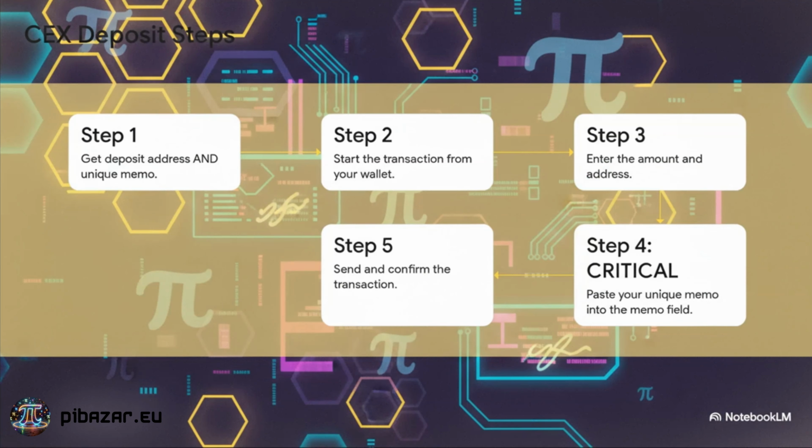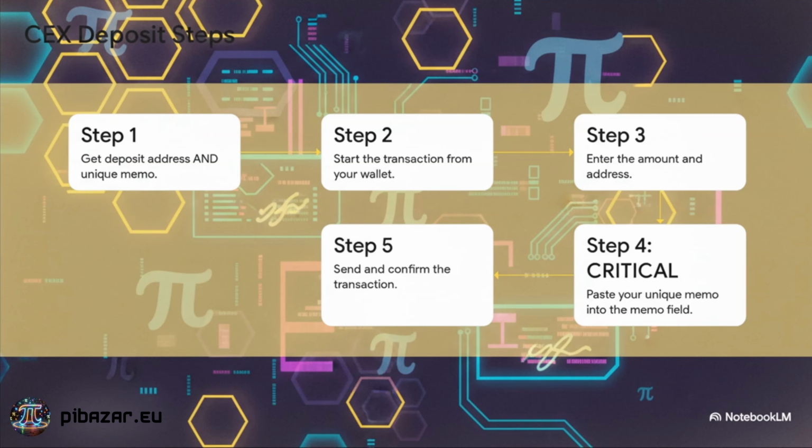So let's walk through this, because getting this right is just vital. When you go to deposit, an exchange is going to give you two pieces of info, the address and your personal unique memo. You have to use both. And as you can see right here, step 4 is the make or break moment. You have to copy and paste that memo into the memo field.